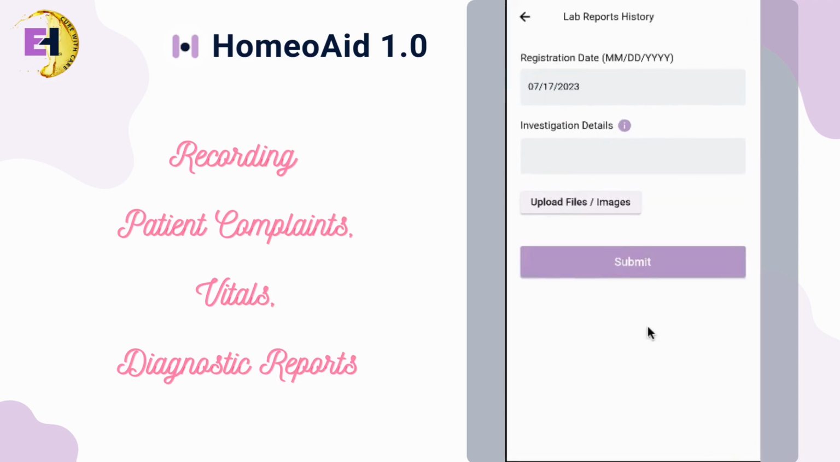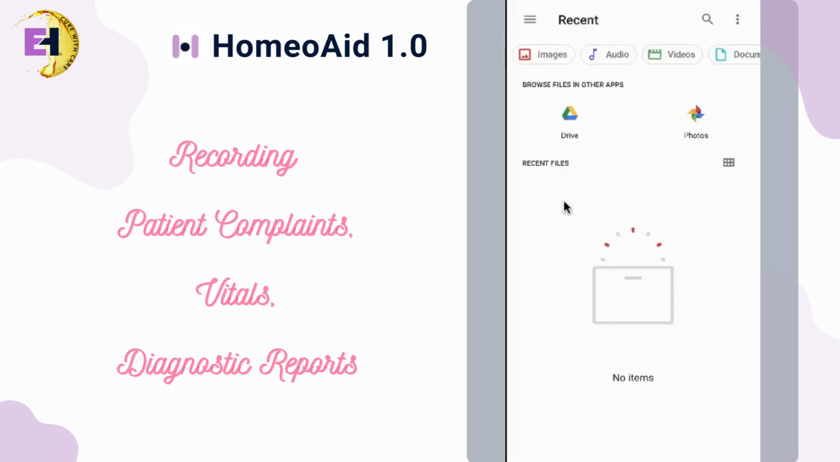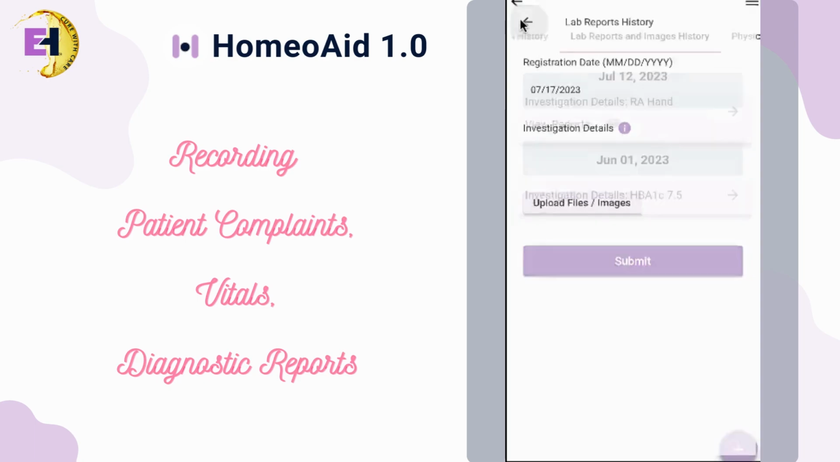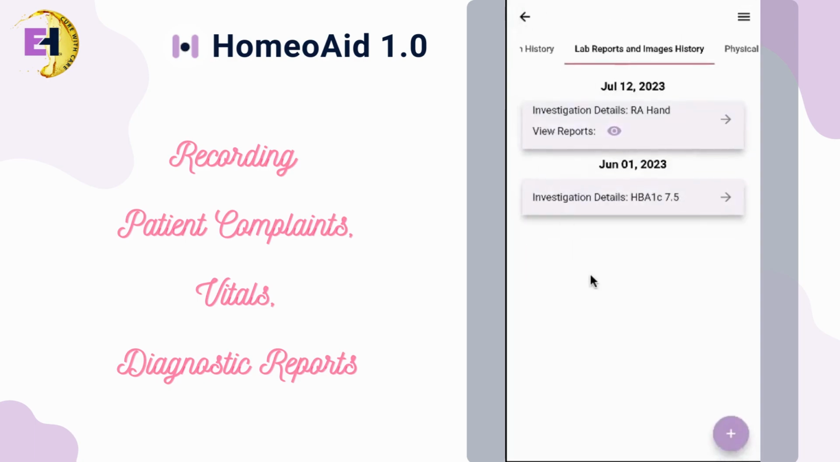Click on the plus icon here, and here instead of entering the investigation details by typing it, you could click on upload files and images and choose the file that you want to upload into the system. This way, the copy of the document is uploaded to the system. The format could be PDF, JPEG, etc. And then when you click on the submit button, the files are uploaded to the app. This is the second way of storing reports.